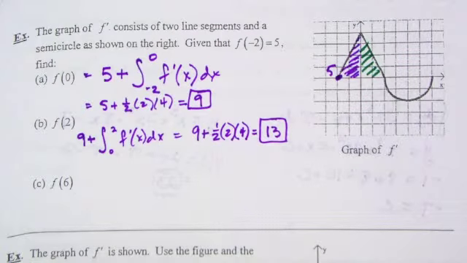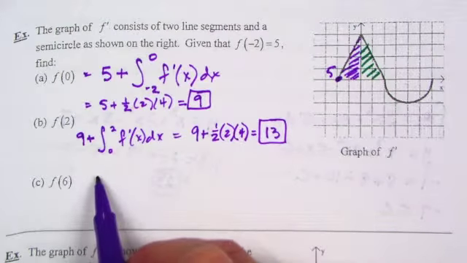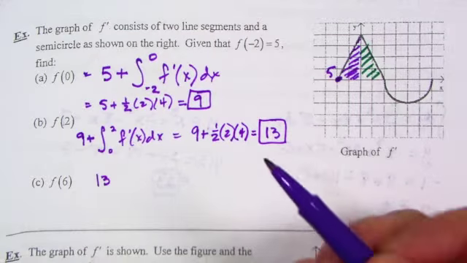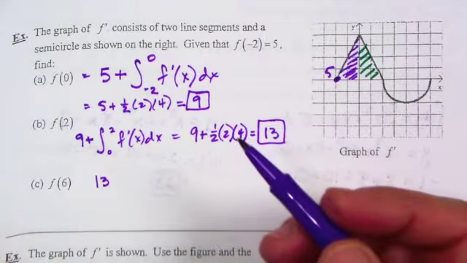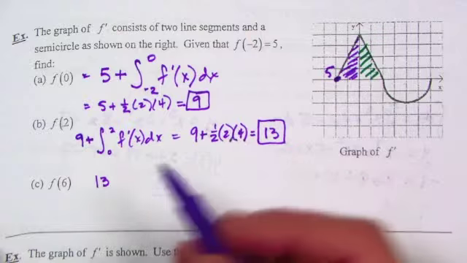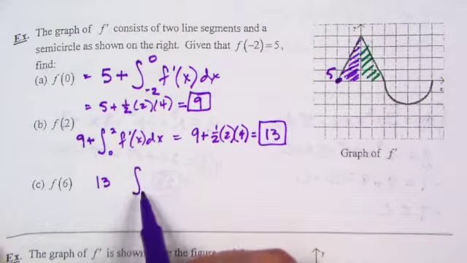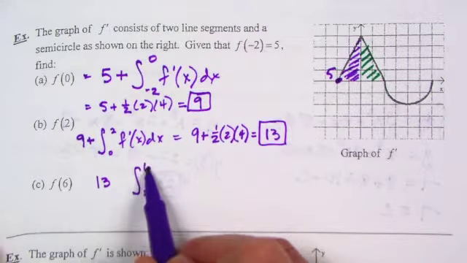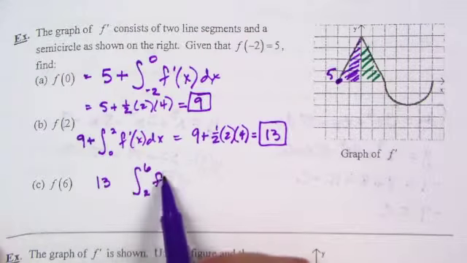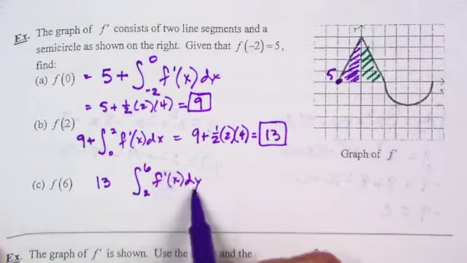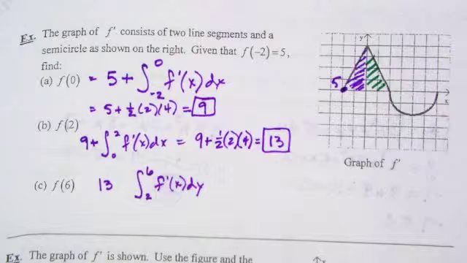And then how are you going to do f of 6? 13 plus the integral from 2 to 6 of f prime of x. Oh, well, it's technically minus. I was going to do plus, and then the minus inside is how I think of it.